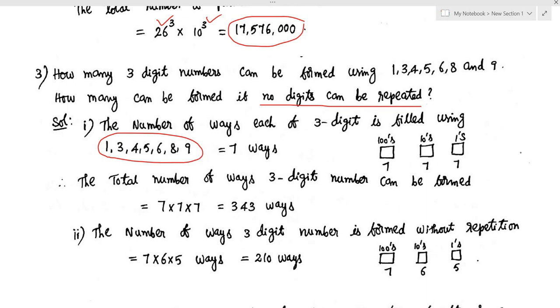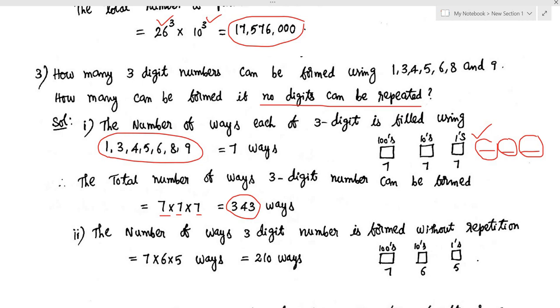So, this is the ones place, this is the tens place, and this is the hundreds place. Out of 7, you can choose any one digit here. Similarly, out of 7, you can choose any one digit in the tens place. Similarly, out of 7 we can choose any one in the hundreds place also. Therefore, the total number of ways a 3 digit number can be formed is 7 into 7 into 7. My answer is 343 ways.